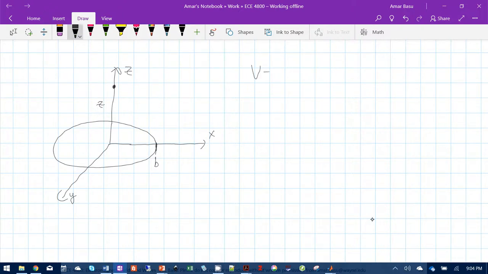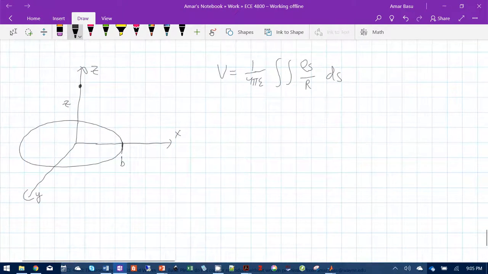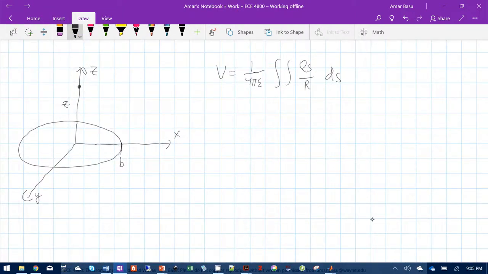So V is equal to 1 over 4 pi epsilon double integral of rho s divided by r times ds. Okay, so good. We can start off by figuring out what ds is. What is ds in this case? Now keep in mind there's no dot product. Ds is not a vector quantity. Ds is just a scalar.